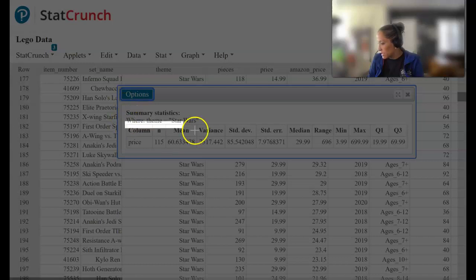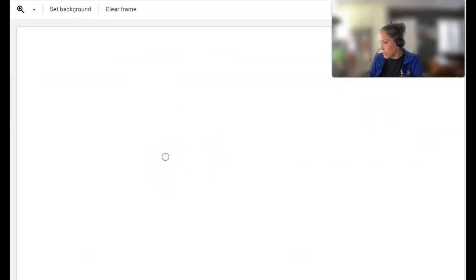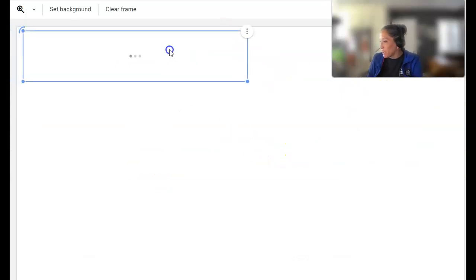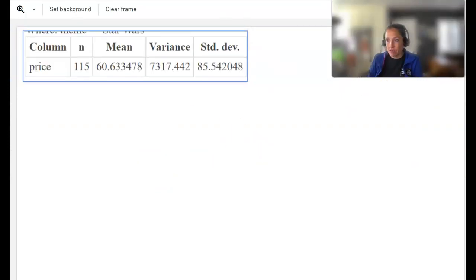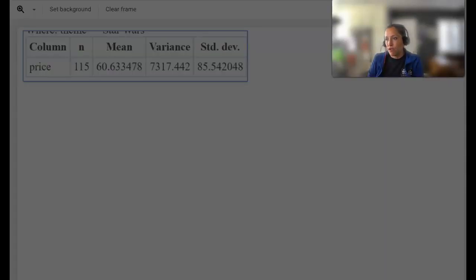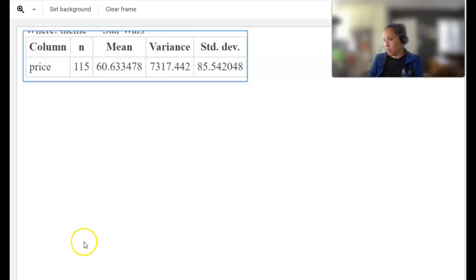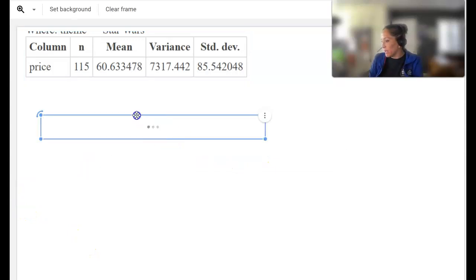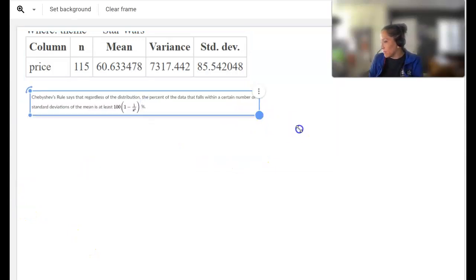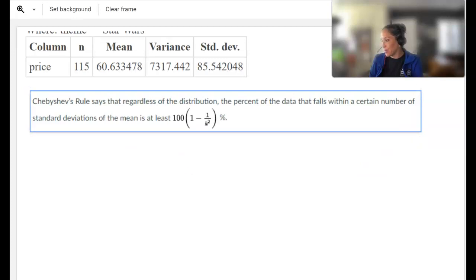So I'm going to go ahead and grab the mean and standard deviation for our Star Wars Lego prices. We have this mean and standard deviation here. We also got variance, but I don't care. And we're going to talk about that calculation. So that calculation for Chebyshev's rule told us that the percent of data that falls within a certain number of standard deviations of the mean is going to be 100 times 1 minus 1 over k squared, percent.